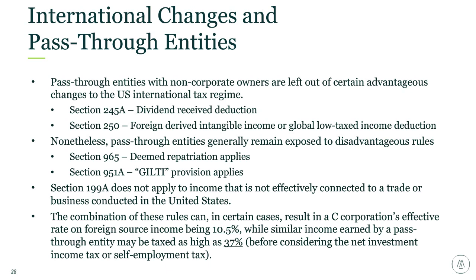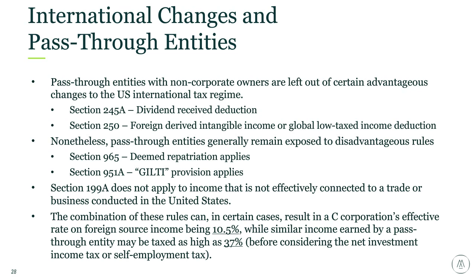They were broadly speaking exposed to all the disadvantageous rules, but do not get to participate in many of the new advantageous rules that were created in the international space. And so what are we talking about here in terms of at least the advantageous rules that pass-through entities generally do not get to qualify for, at least to the extent that they don't have C-corporation partners, for instance. So we're talking about here pass-through entities that have non-C-corporation owners with them.